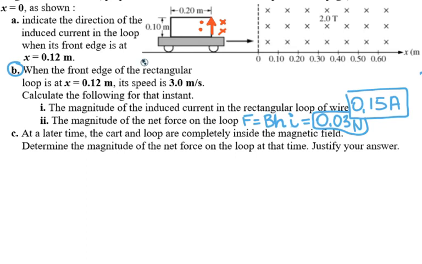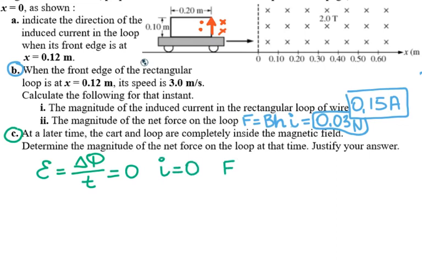And for part C, they're saying at a later time, the card and the loop are completely inside of the magnetic field. Determine the magnitude of the net force on the loop at that time and justify your answer. Because when the loop is fully in the magnetic field, the flux is not changing. So if the flux is not changing, then the EMF is equal to the change of the flux divided by the time. The flux is consistent when the loop is completely in a magnetic field, so that is equal to 0. In this case, my current is also going to be equal to 0.